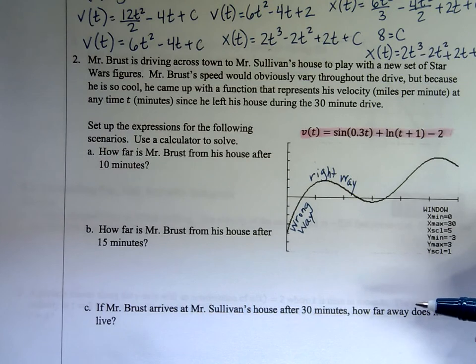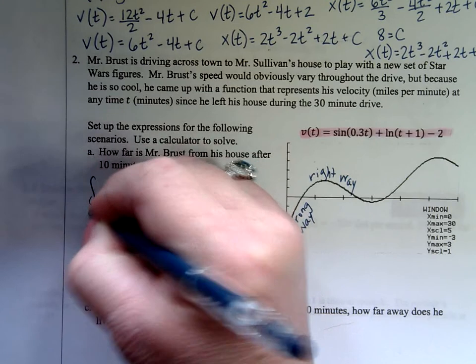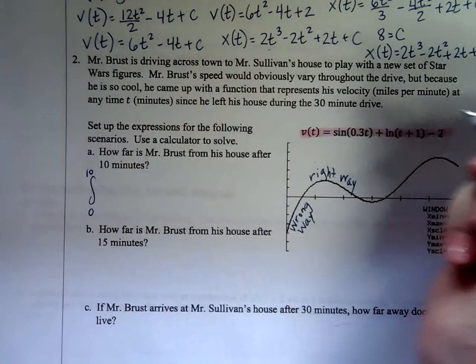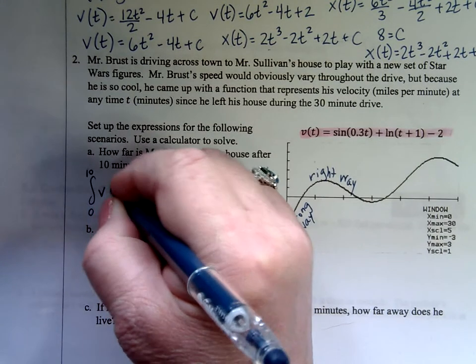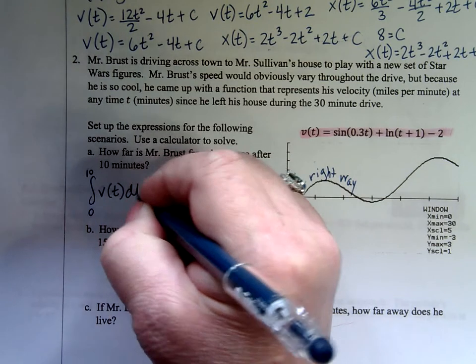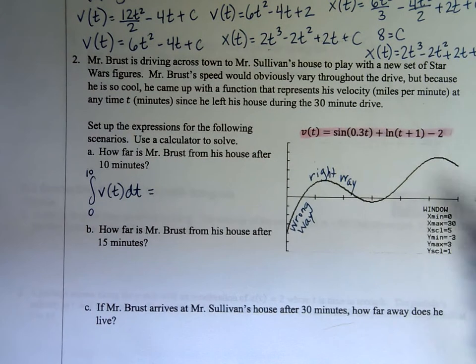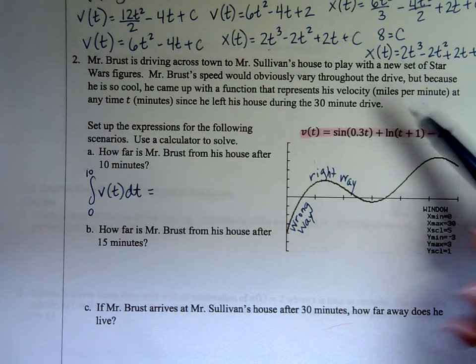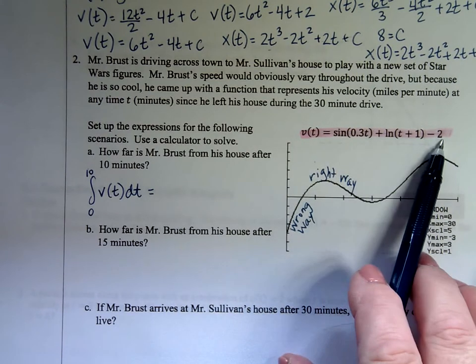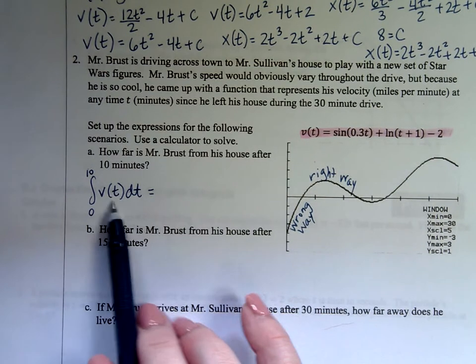I don't know. Anyway, how far is Mr. Bruce from his house after 10 minutes? That's a distance. Remember how integrals work with distances. It's going to be the integral going from 0 to 10 minutes of my function v of t, the velocity function. Now, you have options with this on the AP exam. You can put this entire function, and sometimes we do that. We'll put the entire function in here.